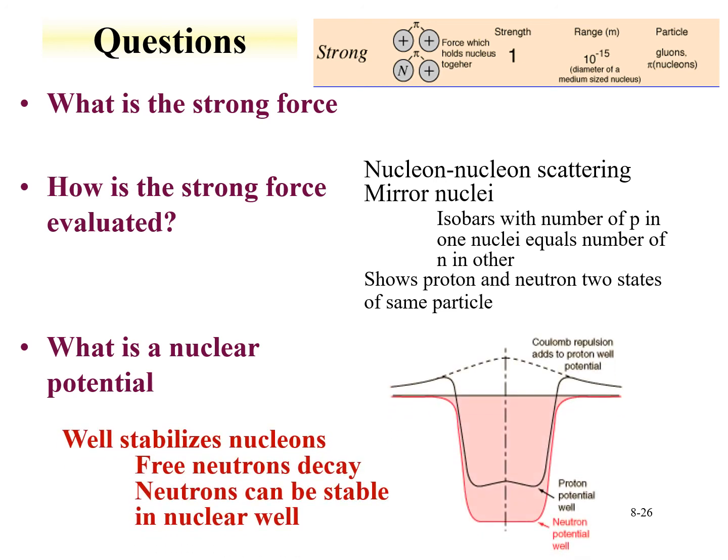And what is a nuclear potential? As shown here, here's an example of a potential well in which nucleons sit in a nucleus. There's a slight difference between the proton and the neutron potential. That has to do with charge. And this well stabilizes nucleons. As we know, as an example, free neutrons decay. They have a half-life on the order of 14 minutes. However, neutrons can be stable in a nuclear well.